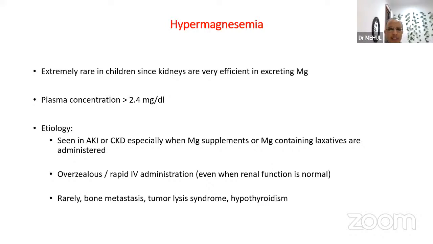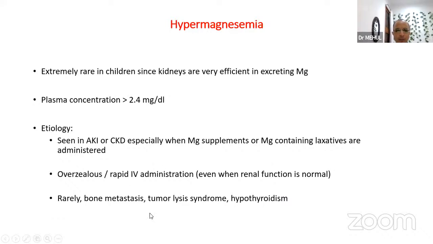And finally, a few slides about hypermagnesemia. Fortunately, it is an uncommon problem, but yes, we can see it in children with chronic kidney disease. It is defined as plasma concentration more than 2.4 milligrams per deciliter, often seen in children who have AKI or CKD when magnesium supplements are inadvertently administered, or if there is overzealous or rapid IV administration, even when the renal function is normal.